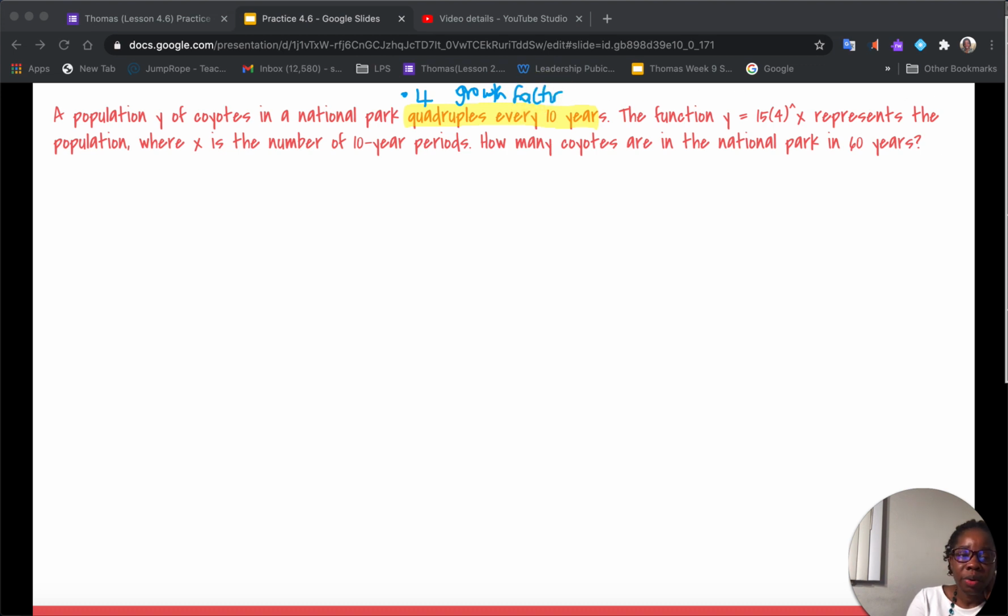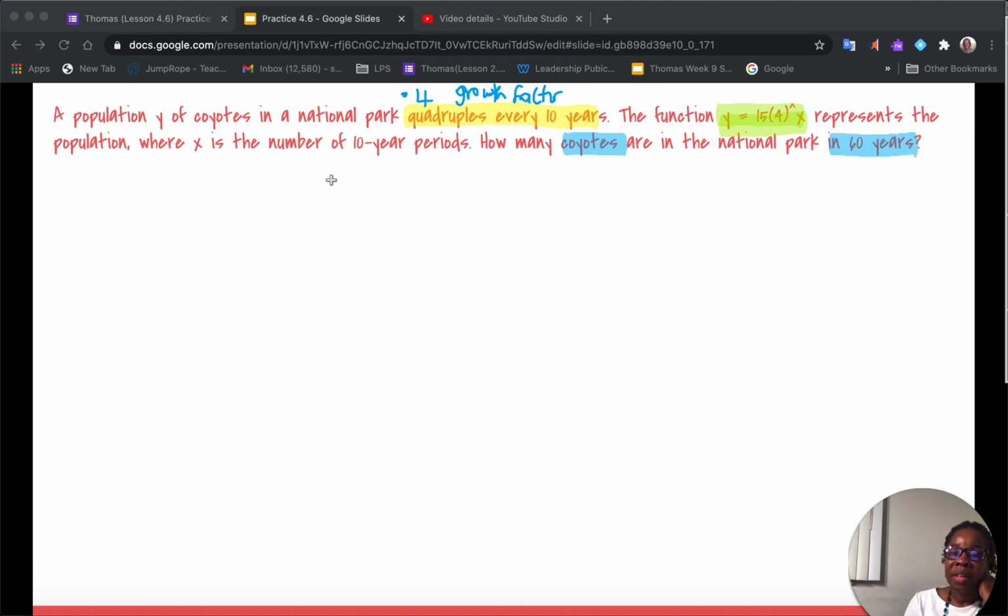Another piece of important information is the equation that they gave us. And we know this is going to be in the general form y is equal to a times b to the x. And they tell us that they want to find the population in 60 years. So finding the population in 60 years is going to be important. So we want coyotes in 60 years.